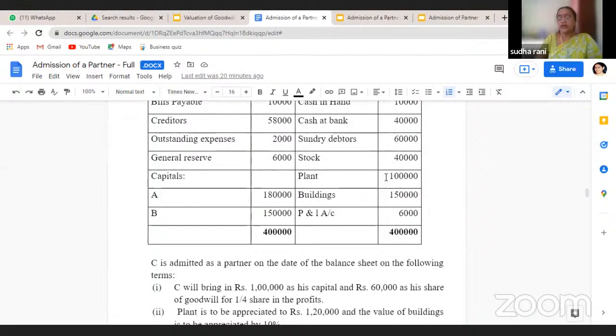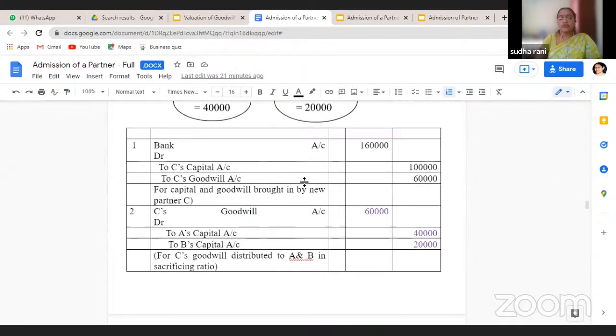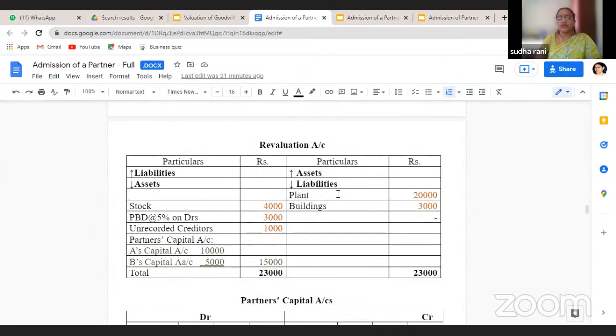What did I say? Balance sheet values are old values, right? So the plant is showing 1 lakh, and in the additional information he said 1,20,000. That is the new value, right? So what is the difference between both values? 20,000. Now is this 20,000 an increase or a decrease? Appreciated means increased. So in the revaluation account, we take it on the credit side. Increase of assets is taken on the credit side.